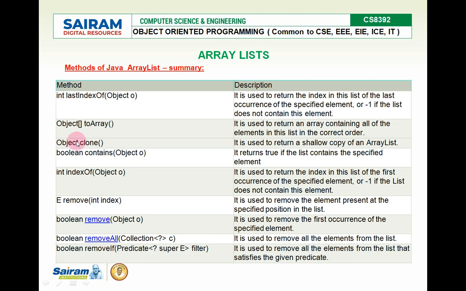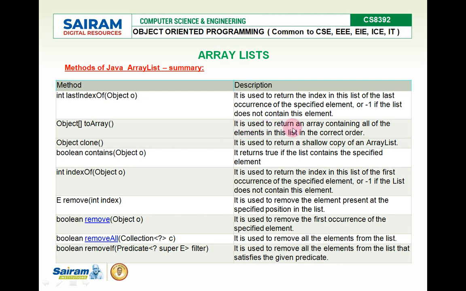So here is one more function I'm supposed to tell you. Return type is object array. Function name is toArray. So toArray is a method name. Object array with square brackets means I'm getting an array of objects. That is what the return type is. toArray is the method name. We'll see what is happening.